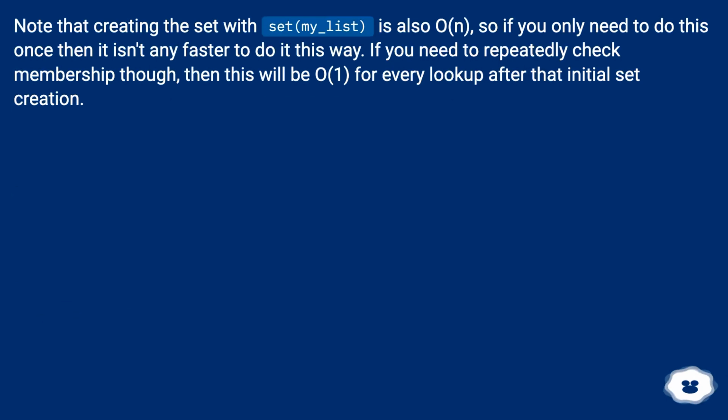Note that creating the set with set(my_list) is also O(n), so if you only need to do this once, then it isn't any faster to do it this way. If you need to repeatedly check membership though, then this will be O(1) for every lookup after that initial set creation.